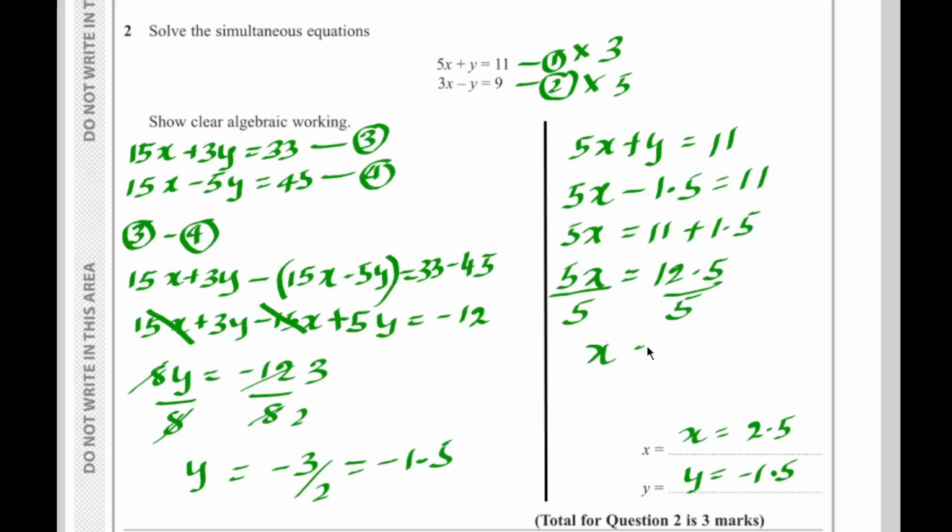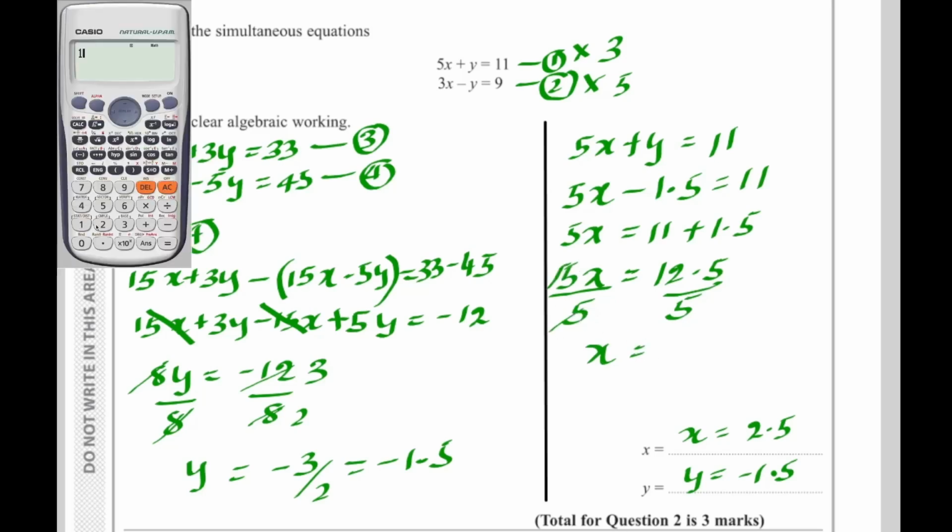So x equals, let's see what we are getting. 12.5 divided by 5, which gives 5 over 2. So this is 5 over 2, which means 2.5. Now we verified our answer.